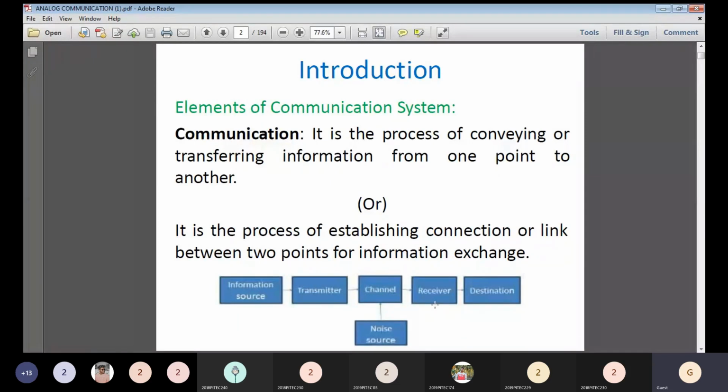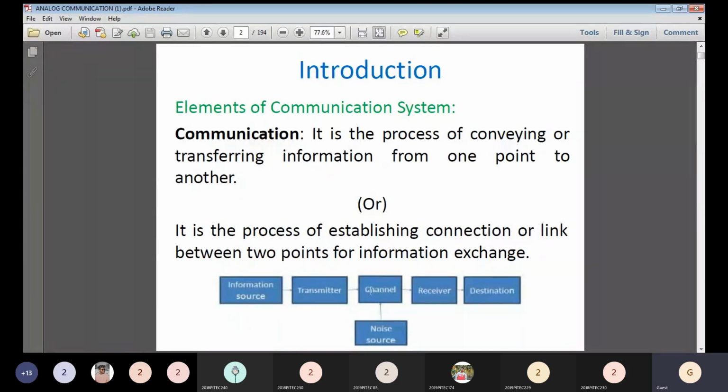Next, the receiver. At the receiver side, we are doing the reverse process of the transmitter. The receiver will receive the information. From the received signal, it will recover the original information. Then it will transmit the original information to the destination.